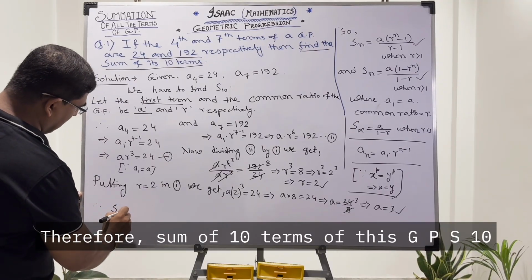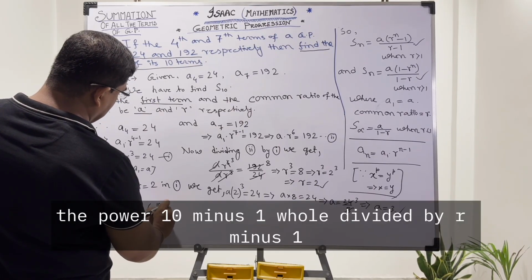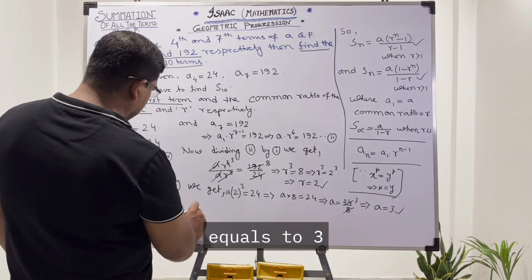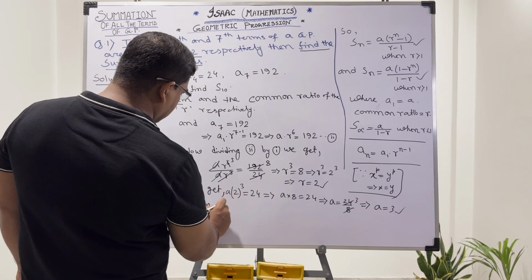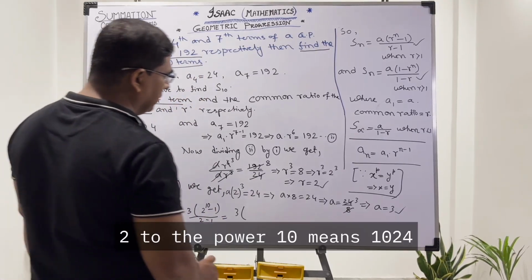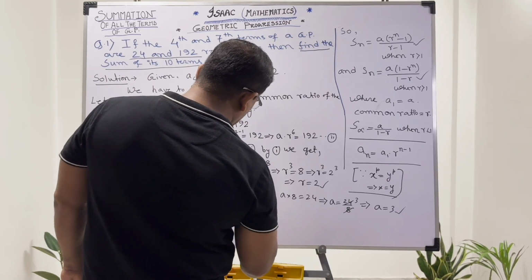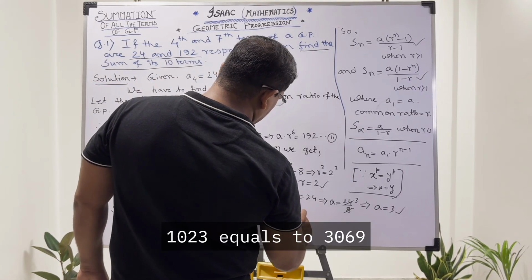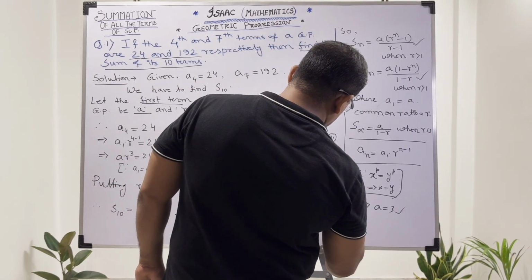Therefore, the sum of 10 terms of this GP, S10, is equal to A into R to the power 10 minus 1, whole divided by R minus 1, equals 3 into, R means 2, 2 to the power 10 minus 1, whole divided by 2 minus 1. 3 into 2 to the power 10, 2 to the power 10 means 1024, minus 1, whole divided by 1. 3 into 1023 equals 3069.